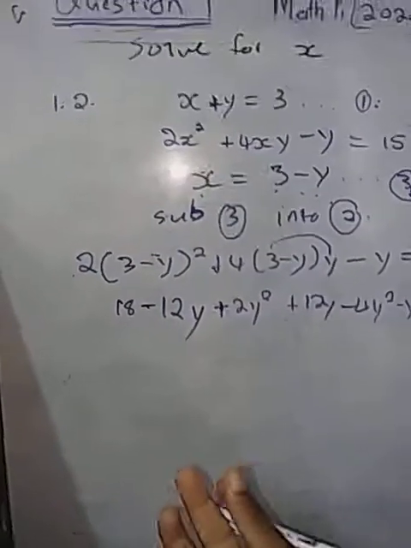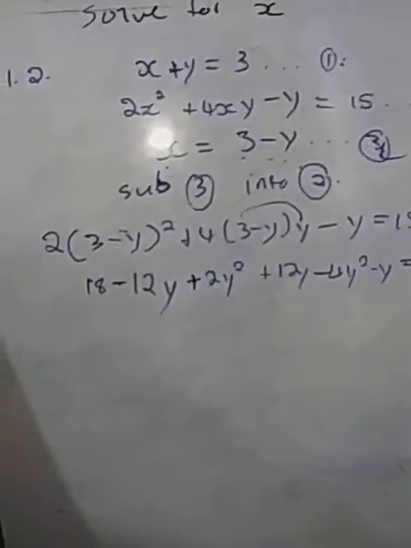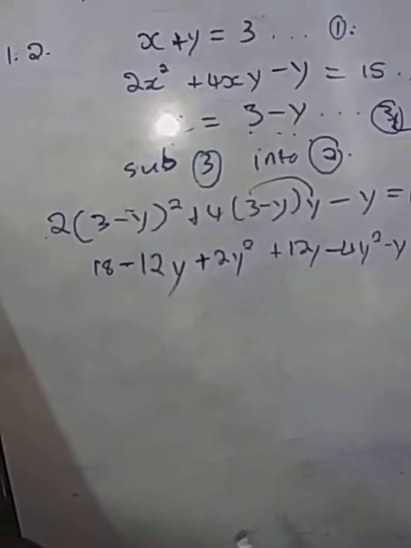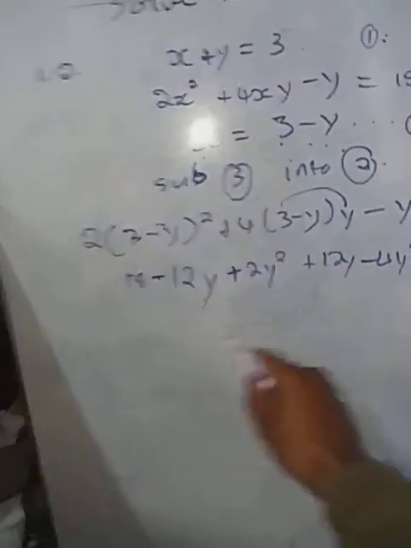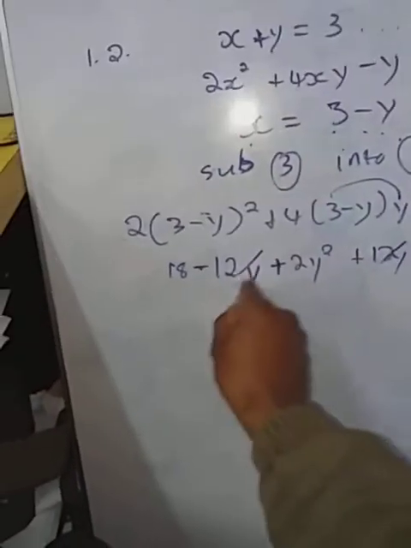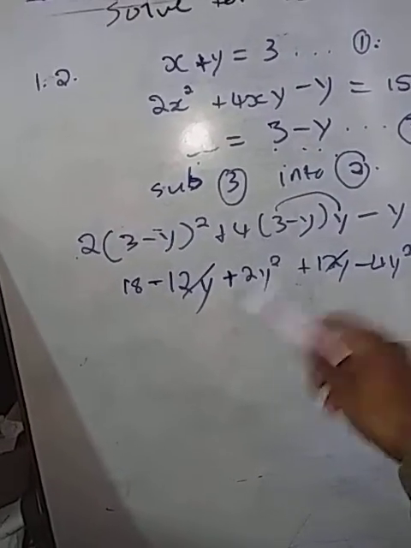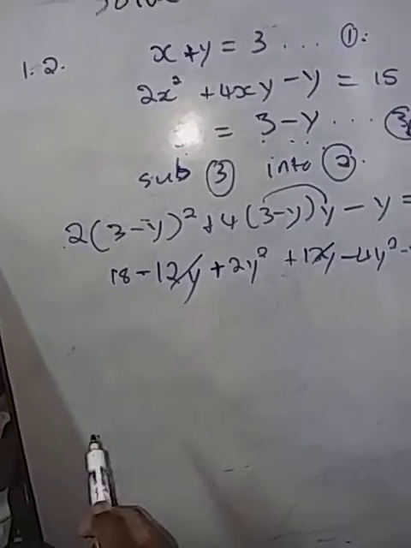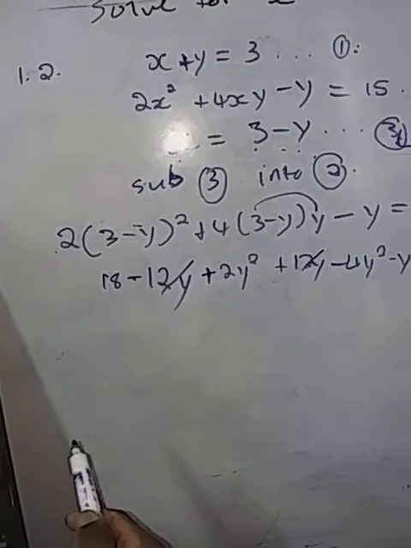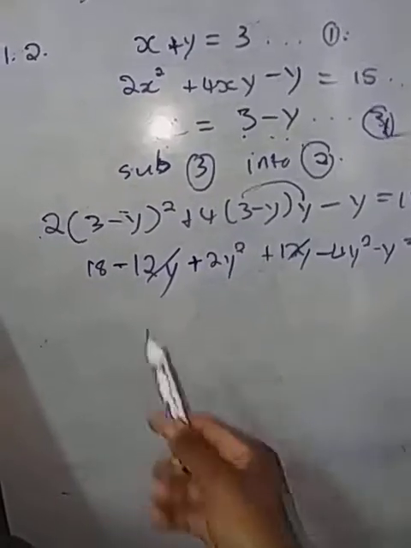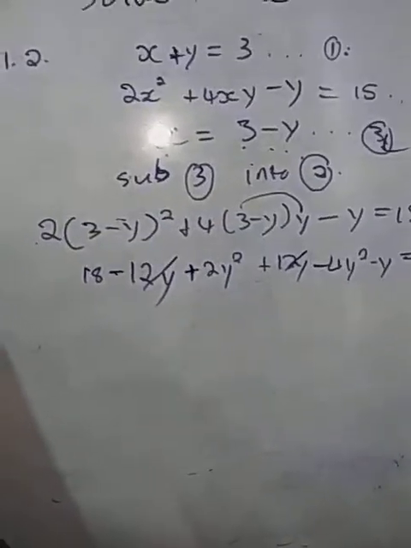Like I said, I don't want to write this on a whole board because I don't have enough space. Okay, then you can see we have negative 12y and we have 12y. This one can cancel this, and we have a 2y squared and minus 4y squared, which means our answer will end up being negative 2y squared.